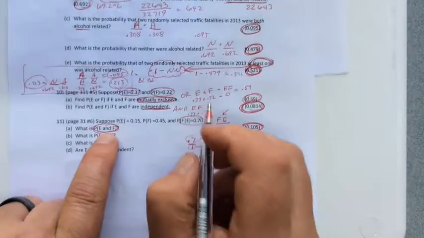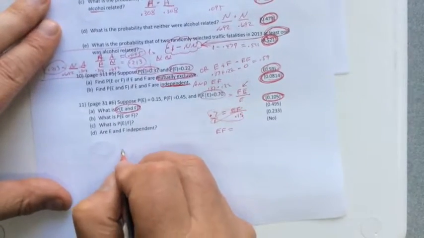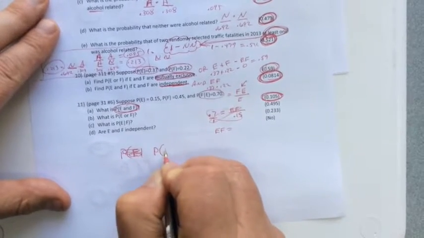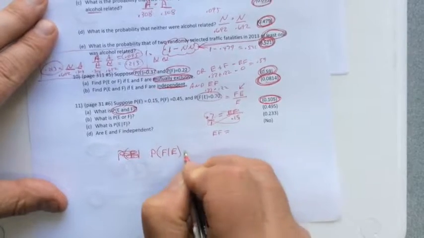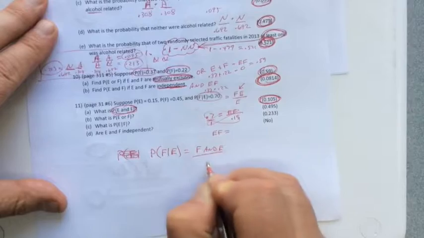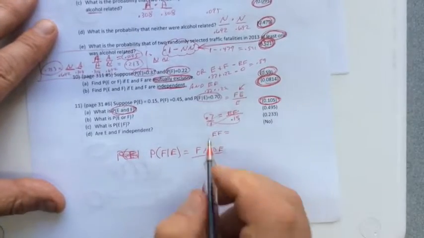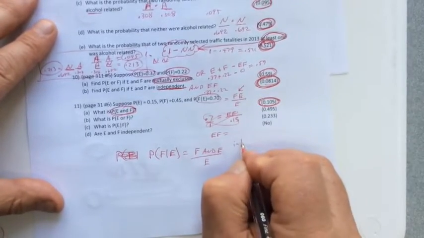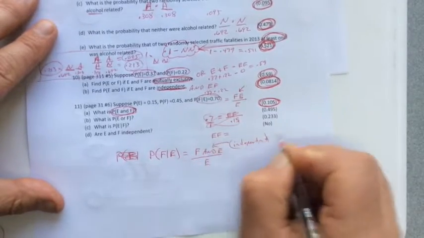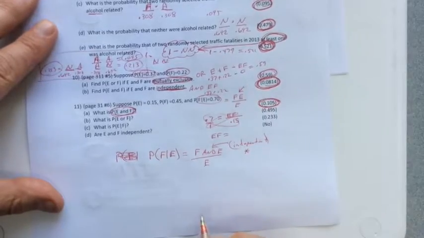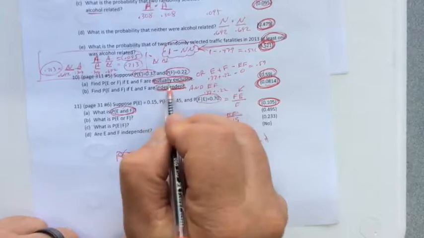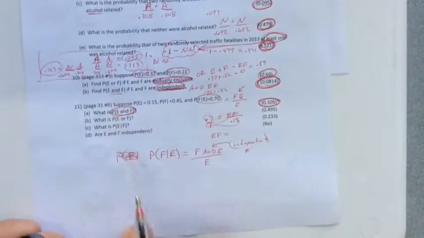So see, we had to use the formula. First of all, we had to know the formula. The probability of E assuming F, the probability of F assuming E, it's always F and E divided by the second one. If they say those are independent, you can just times them together. But if they don't say that, you cannot just times them together. That's why we could just multiply these together before, because they said they were independent to get that and.